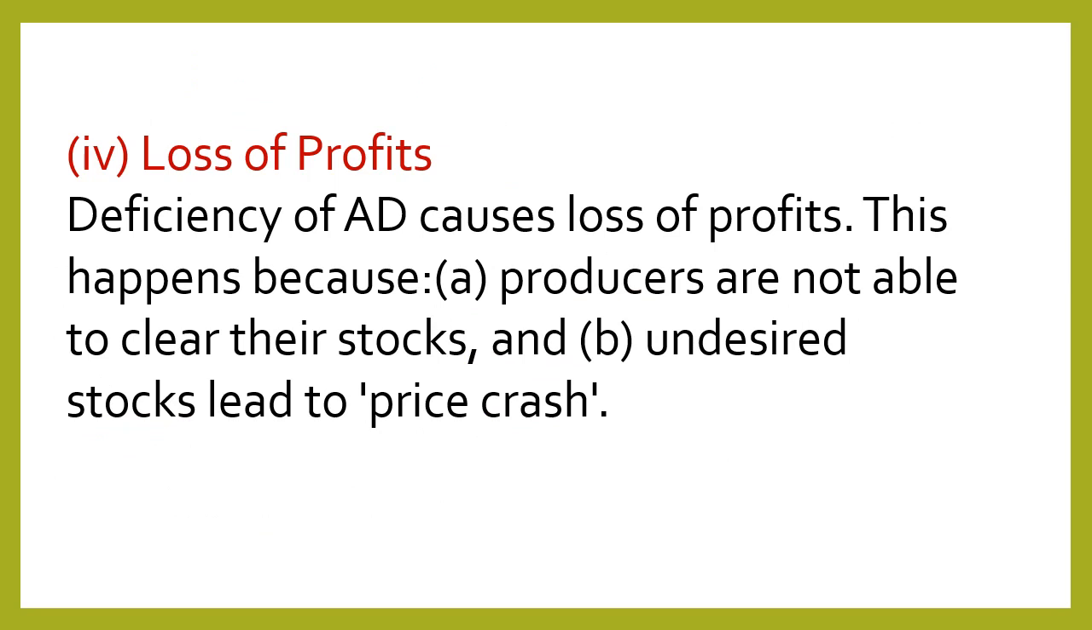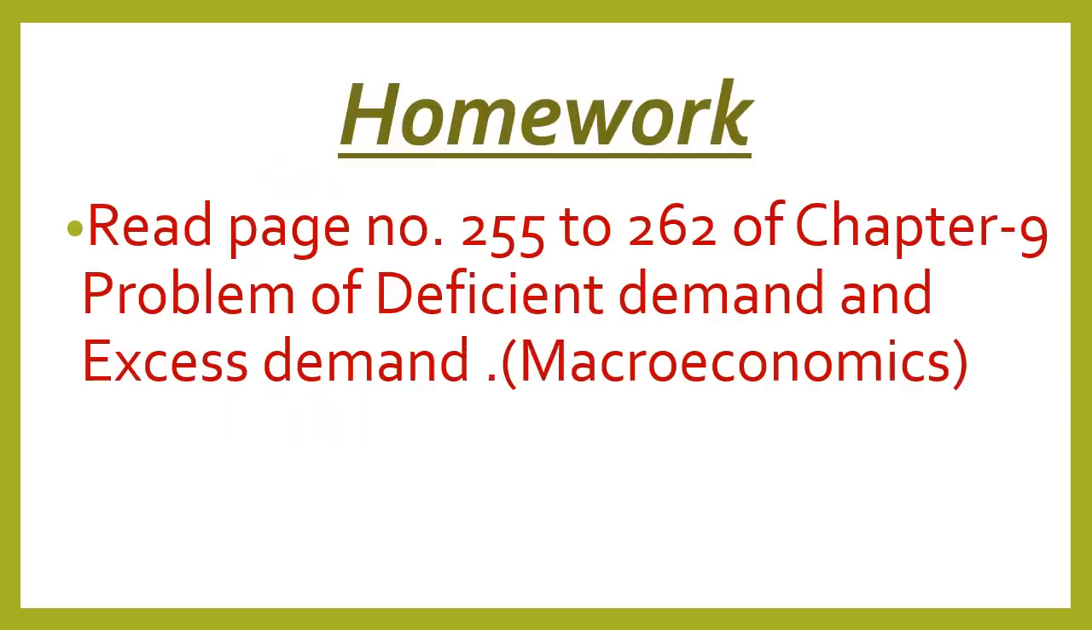And the last consequence is loss of profit. This is obvious: if producers are reducing their prices and planning a cut in their production, that means there would be a loss. Deficiency of AD causes loss of profits. This happens because producers are not able to clear their stock, and undesired stocks lead to price crash. So this was the problem of deficient demand when AD is less than AS.